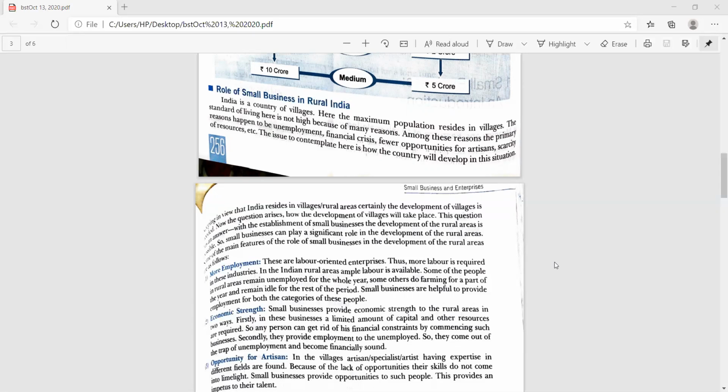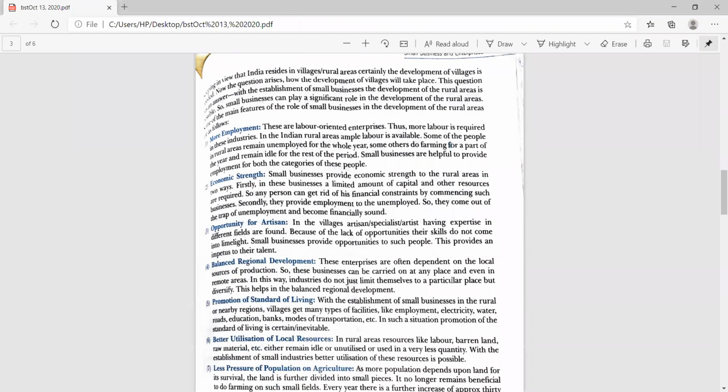Let's see. Point number one is more employment. As I told you, small scale businesses provide employment opportunities to so many people. We know that in small scale industries, technology is used less while labor is used more. Labor intensive techniques are used more. It means these are labor oriented enterprises. Thus, more labor is required in these industries.